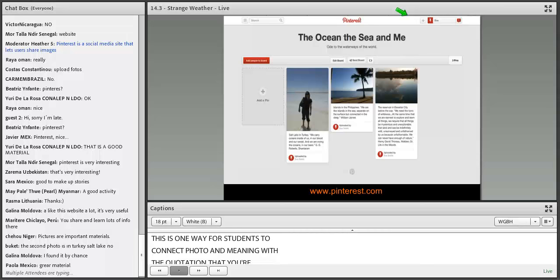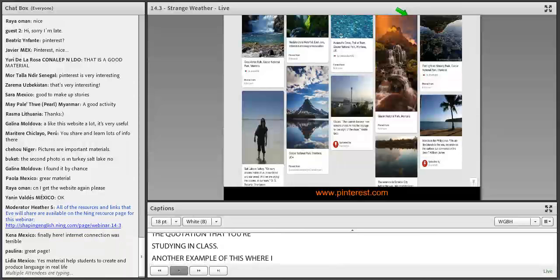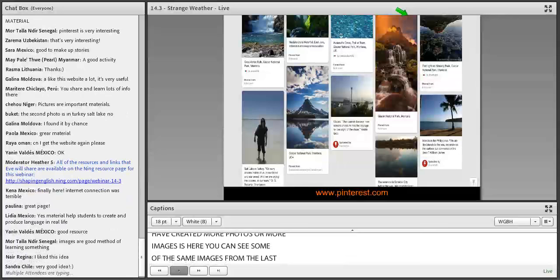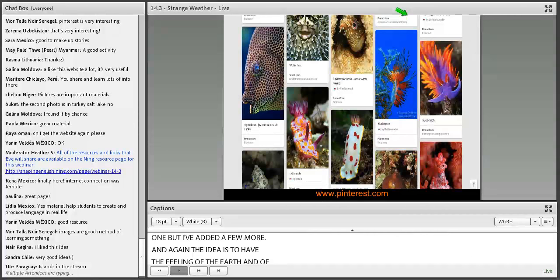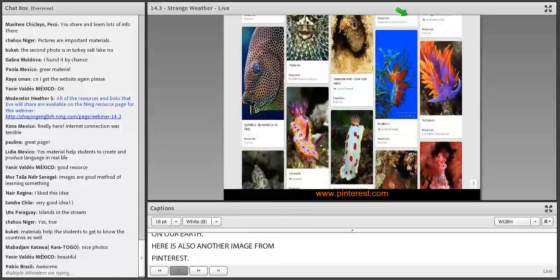Another example of this, where I have created more photos for more images, is here. You can see some of the same images from the last one, but I've added a few more. And again, the idea is to have the feeling of the earth and of the amazing things that we have on our earth. Okay, here's also another image from Pinterest, which is of different aquatic life that I really enjoy looking at. So I think that this is very easy for students to use. Many of them are already on Pinterest.